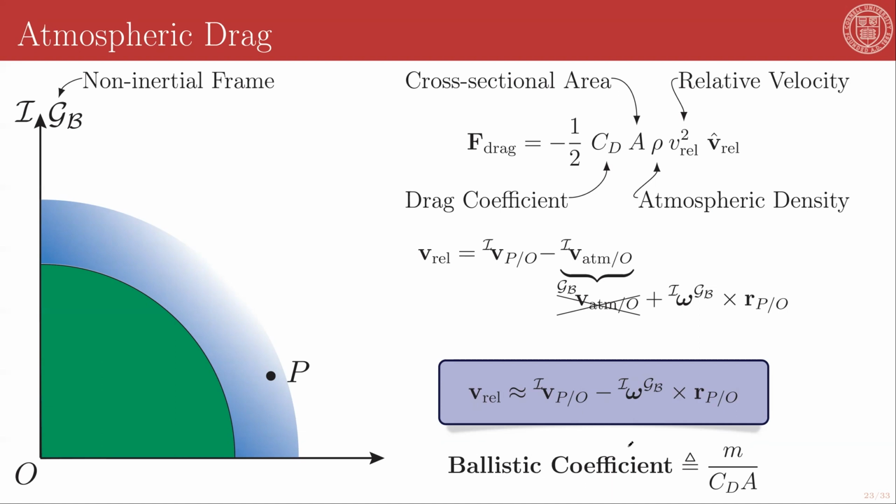We frequently define something known as the ballistic coefficient, which is the ratio of the spacecraft mass to its drag coefficient scaled by its cross-sectional area. And for simplicity, we frequently take the cross-sectional area to be a constant. So we ignore the fact that the spacecraft might be changing its orientation within the atmosphere with respect to its velocity vector, and therefore that the cross-sectional area might be changing somewhat in time.